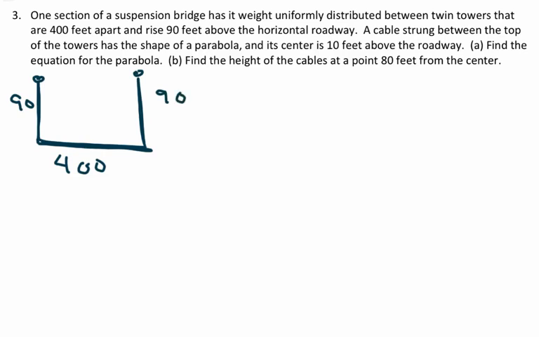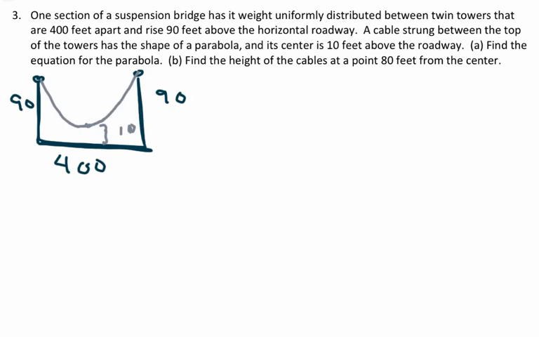So what's happening is that a cable strung between the top of the towers has the shape of a parabola, and its center is 10 feet above the roadway. So in other words, it goes downwards, curves back up, so that the bottom of the parabola is 10 feet above the roadway. So they want us to find an equation for this parabola.